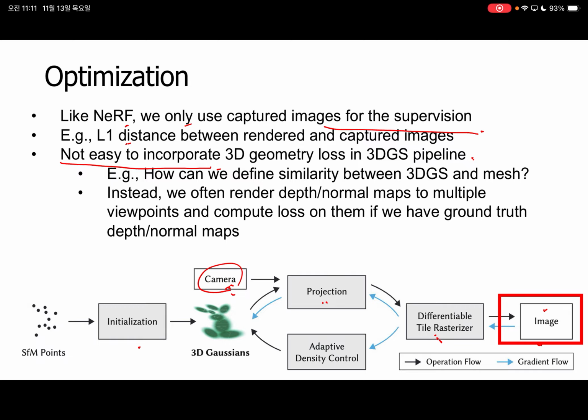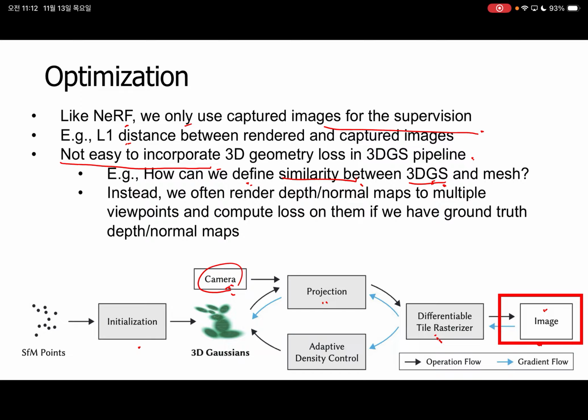But supervising 3D Gaussian splatting with such a mesh is not very trivial actually, because we cannot define similarity between 3D Gaussian and mesh. How can we define similarity between 3D Gaussian and mesh? That is not very trivial. Because 3D Gaussian splatting, as I said, does not have an explicit surface, it is not very easy to define a differentiable similarity function between 3D Gaussian splatting and mesh. If we can invent it, then we can just use it for 3D supervision. But so far, there is no good 3D loss function like that.